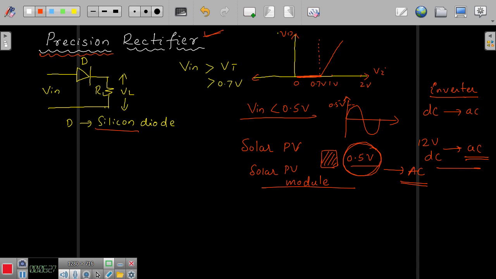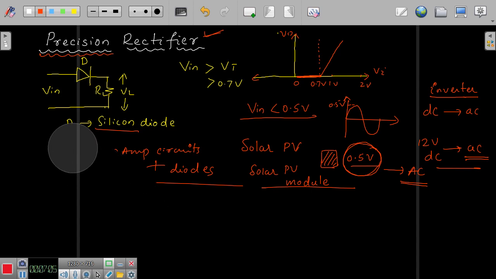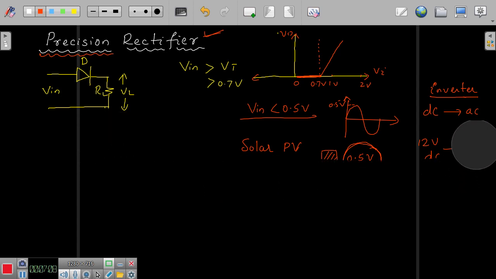So many examples where your signals will have an amplitude less than 0.5 volts, which need to be processed, rectified, or inverted, wherein conventional diodes cannot be used in such cases, right? So you will be able to process the signal using operational amplifier circuits. Again, your operational amplifier circuits will come into the picture, plus of course your conventional diodes, right?